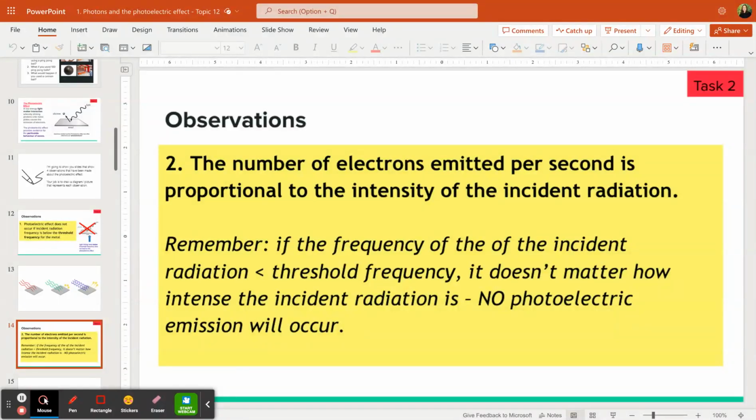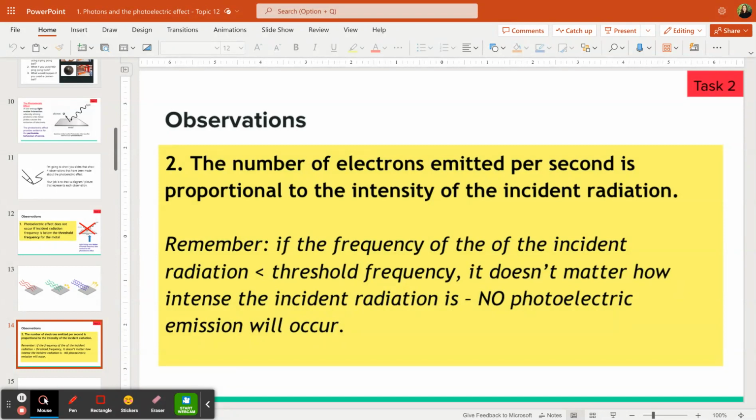And the number of electrons emitted per second is directly proportional to the intensity, but only if the threshold frequency is met. Below the threshold frequency, it doesn't matter what the intensity is, nothing happens. But so long as the threshold frequency is met, we move on to our next condition, which is that if the intensity increases, the number of electrons emitted per second increases.